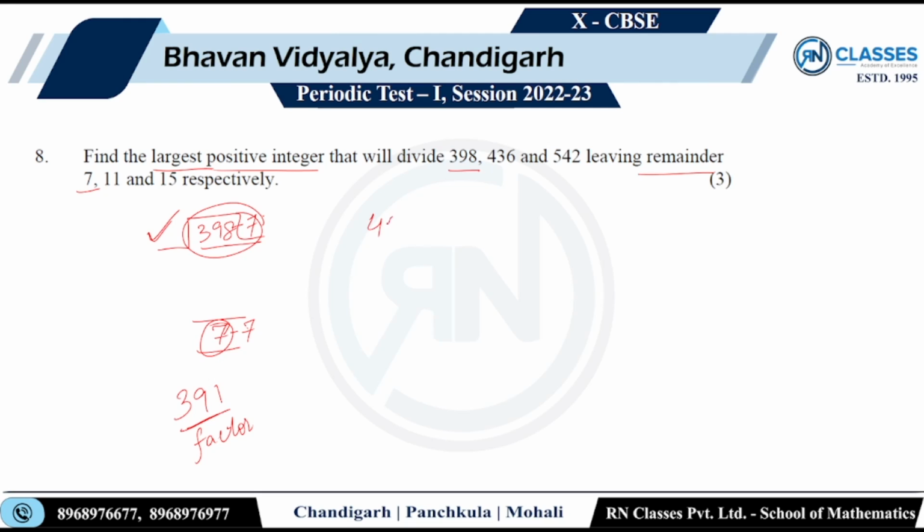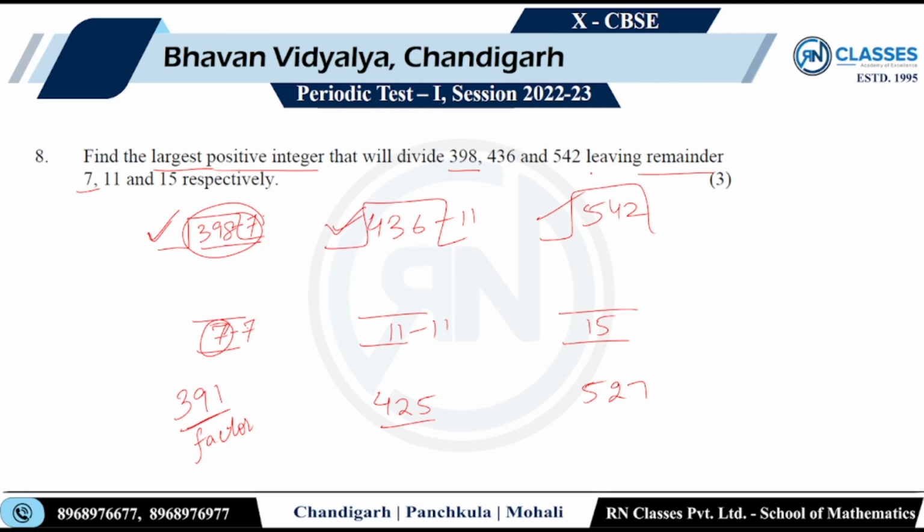Similarly, 436, if I divide by the same number, my remainder is 11. Now, I do not know what happens when the remainder is not 0, right? So, I would want it to be 0. So, minus 11. That means number 425 is exactly divisible by this. Okay? 542, you can easily find out that actually the number 527 is exactly divisible by this number. So, I'm looking for a factor of 391, 425 and 527. So, I'm looking for the common factor.